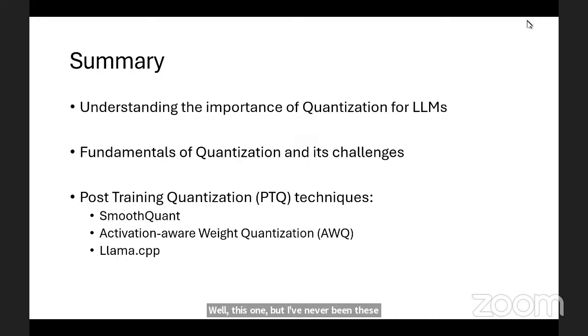It felt like Llama.cpp, like, we have no idea what we are doing, but we implemented it, it seems to work.